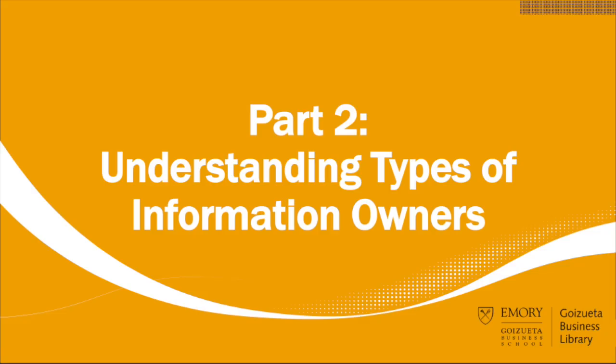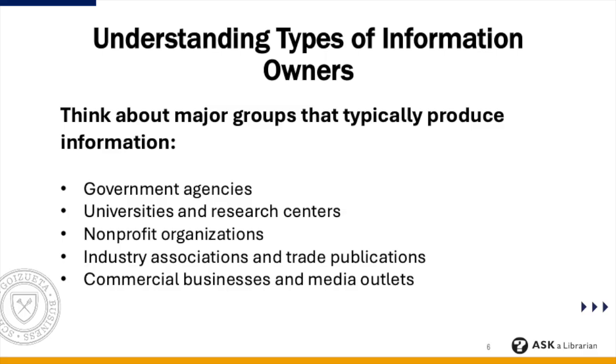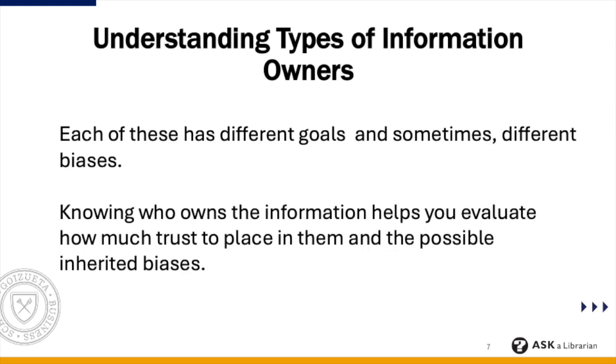Part 2, Understanding Types of Information Owners. Think about major groups that typically produce information: government agencies, universities and research centers, nonprofit organizations, industry associations and trade publications, commercial businesses and media outlets. Each of these has different goals and sometimes different biases. Knowing who owns the information helps you evaluate how much trust to place in them and the possible inherent biases.